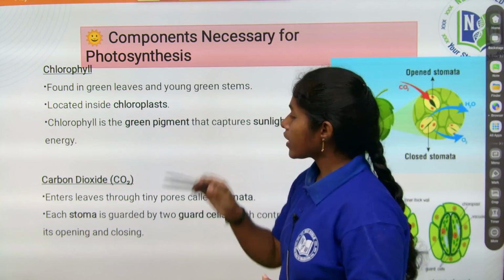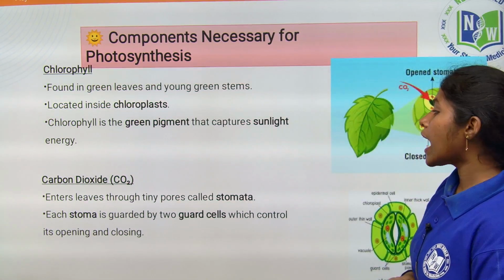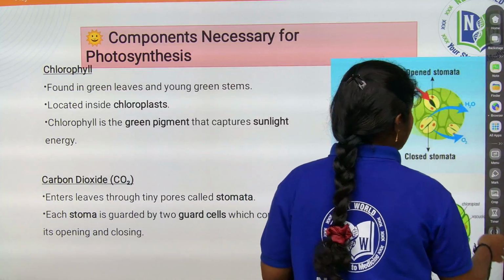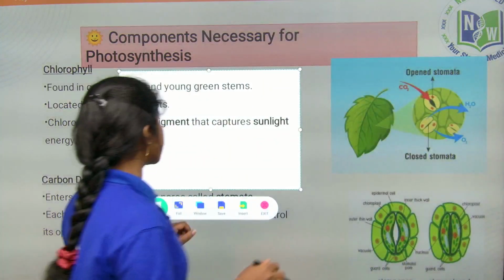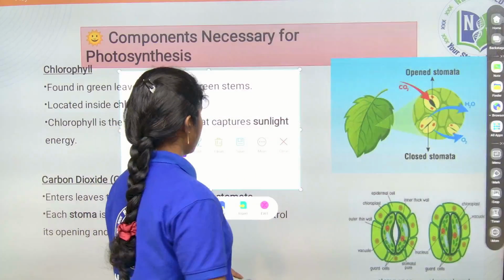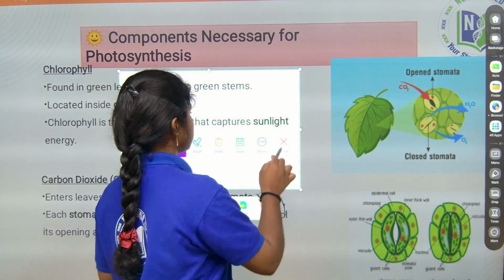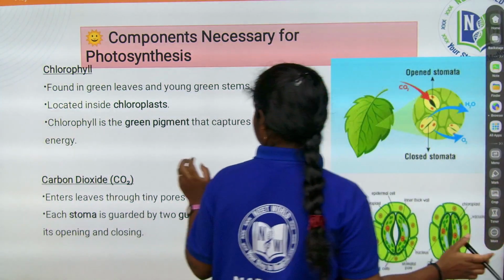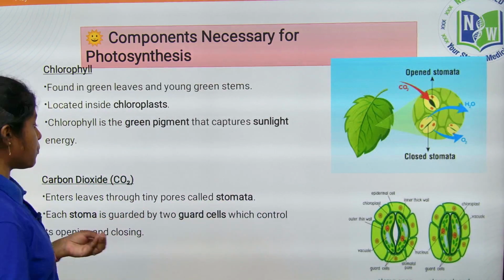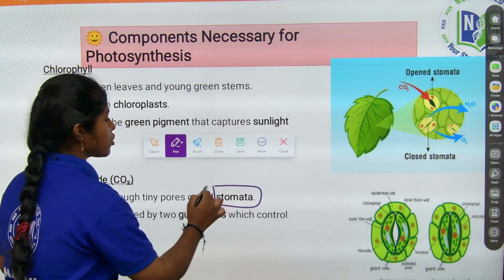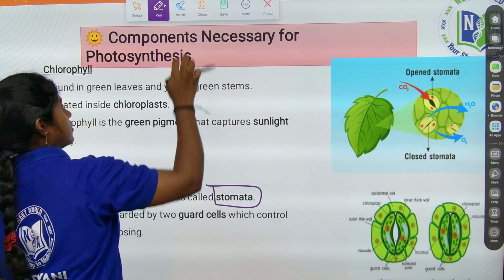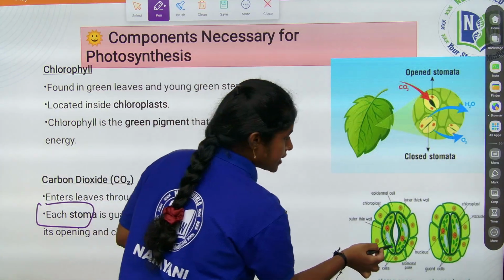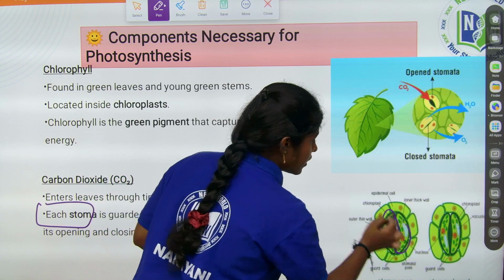And carbon dioxide. Coming to carbon dioxide, it enters the entire leaf through tiny pores. Every part of the leaf has very tiny pores called stomata. Children, it's stomata. Each stoma is guarded by the guard cells.